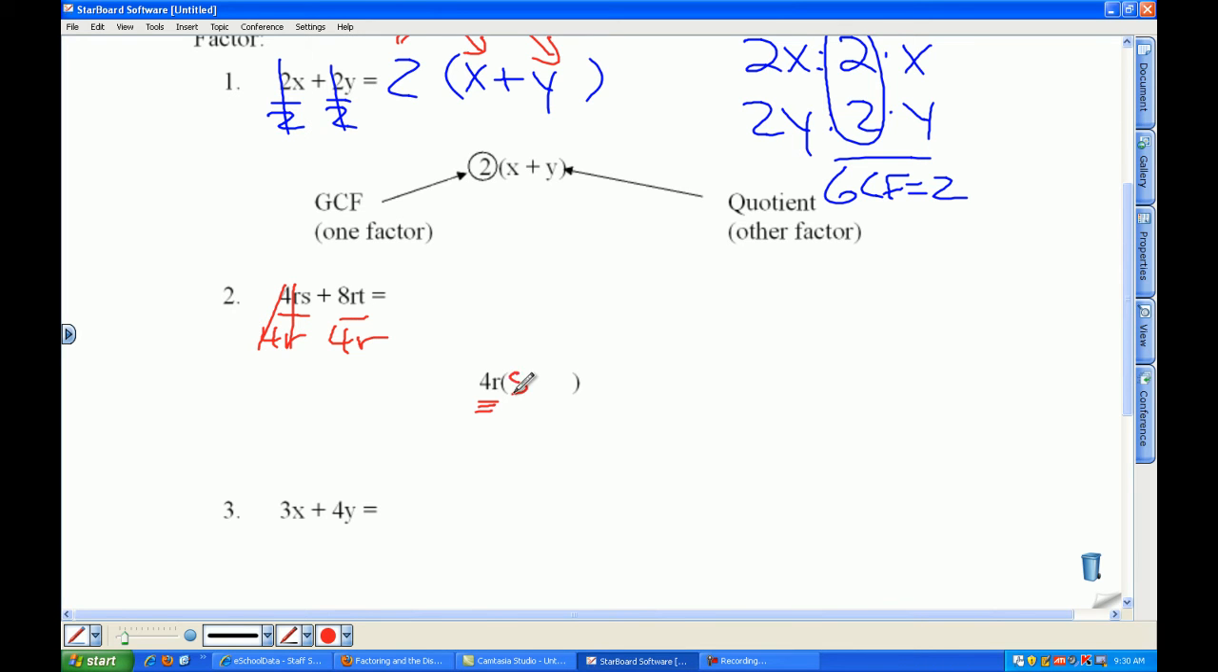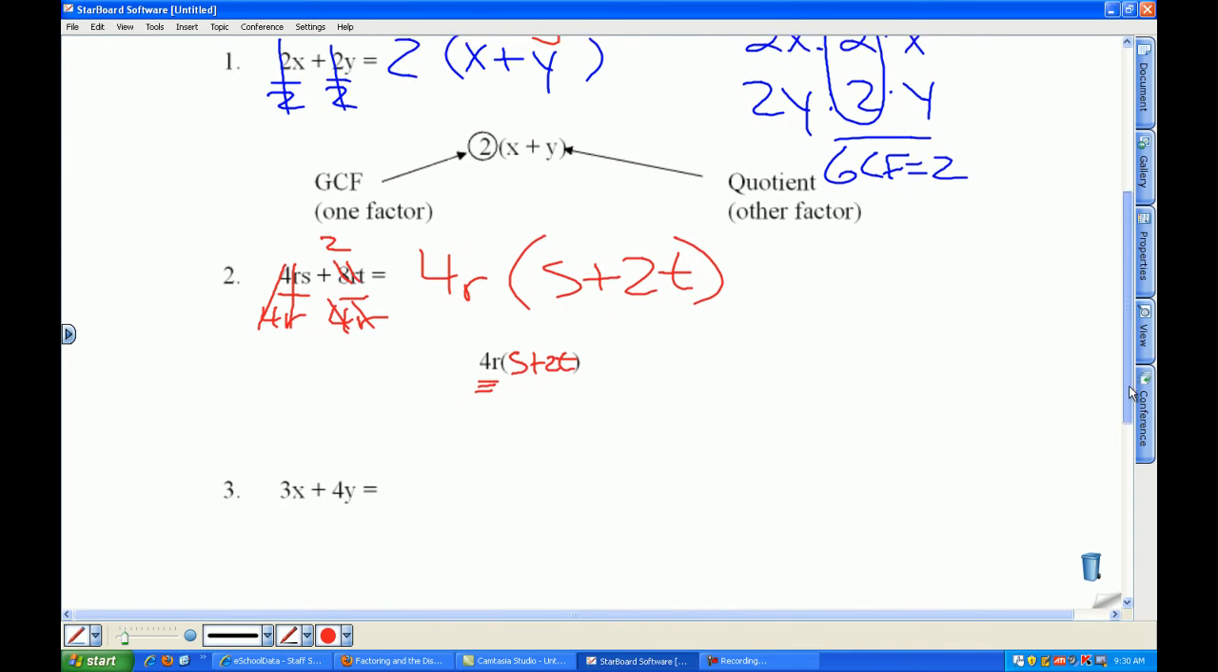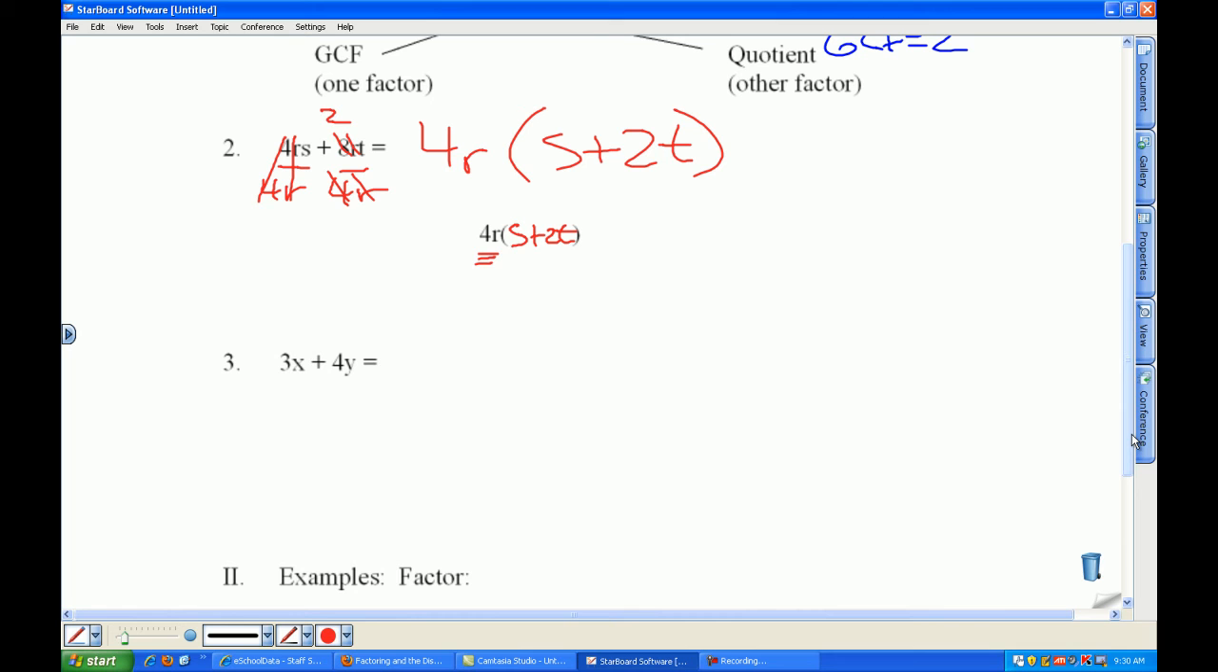Try to squeeze it in there. 4 goes into 8 2 times. The r's cancel out. And you notice there's a t there, so we're left with 2 and a t. I'll write that larger for you. So that is actually 4r times s plus 2t. Okay? You might want to pause the video a moment and use the distributive property to check that, and you'll see that we did factor it correctly.